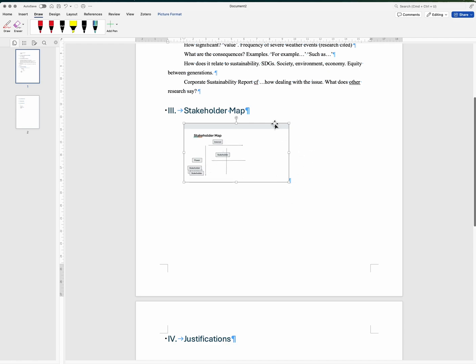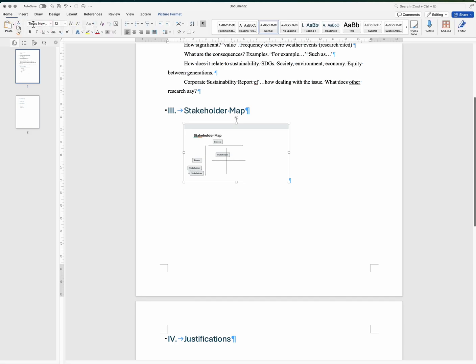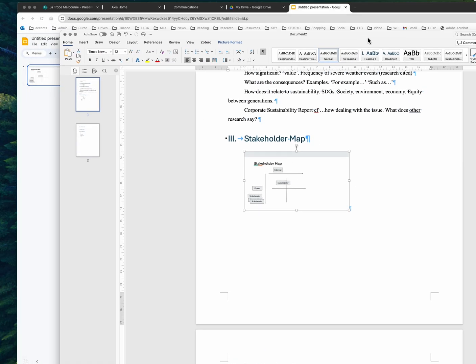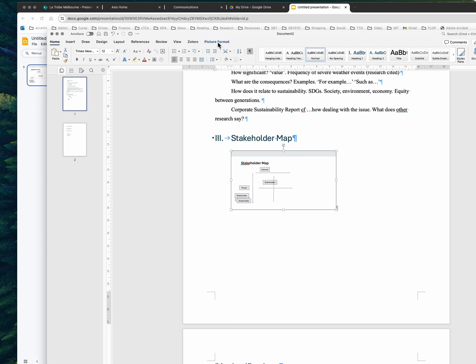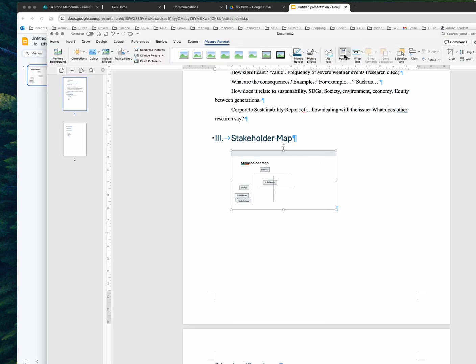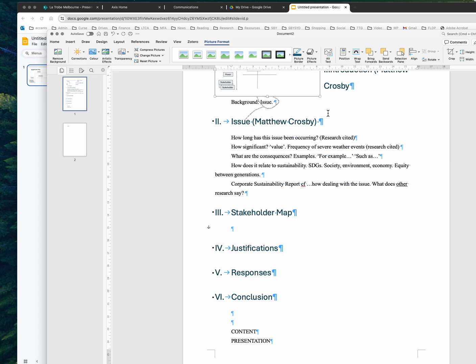And then, you know, you can go up here. You can format this. If I can bring it up. Come on, guys. Picture format, that's the one. And then position. Usually I like to use that one there.